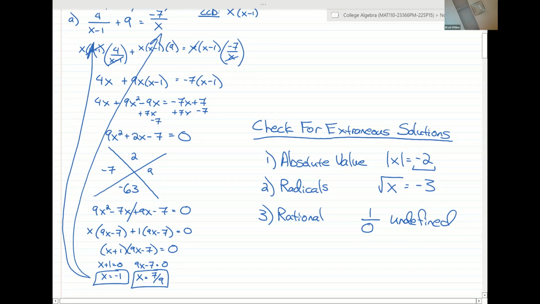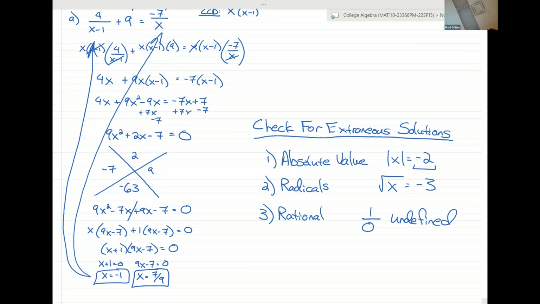When you're doing your homework, you might do everything correct, and then you go to plug them in, and it says you got the wrong answer. That's because one of your answers doesn't work. One of them is an extraneous solution. So just make sure you check.